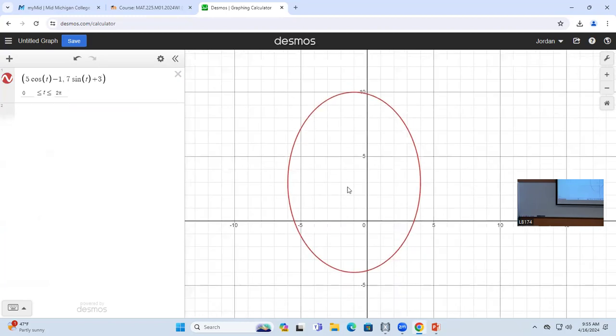When you graph this, notice that you get a parabola, not parabola, excuse me, an ellipse, and the center of that ellipse is the point -1, 3. That's the center of the ellipse. Notice that corresponds to the -1 here in the x value and the plus 3 there in the y value.